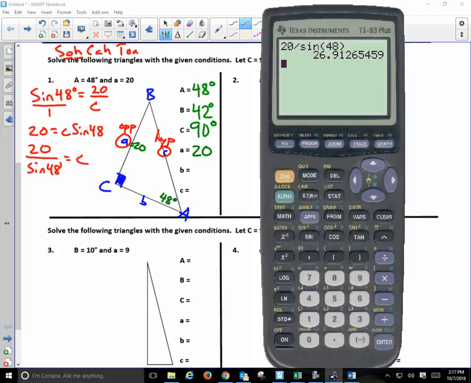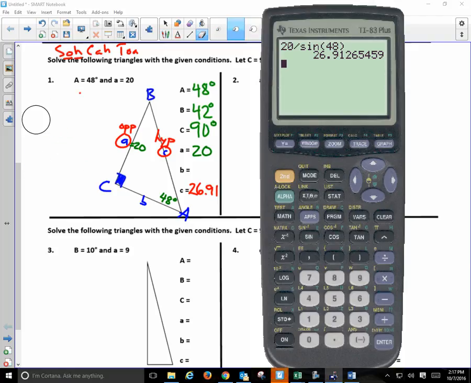26.91. Does it make sense that C is bigger than A? Yeah, because C is the largest angle.